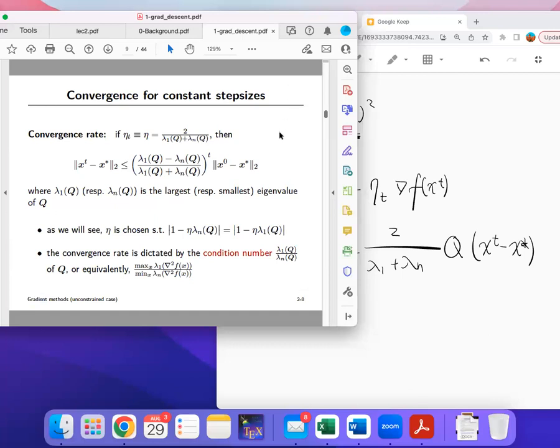Condition number. When we talk about a matrix, maybe the most important thing is either the eigenvalue, if it's symmetric, or the singular value, right? And for these values, one of the most important statistics is this condition number, the ratio between the biggest one and the smallest one.